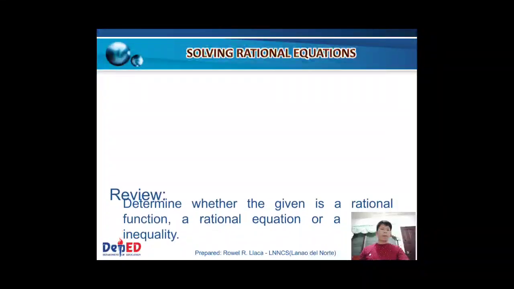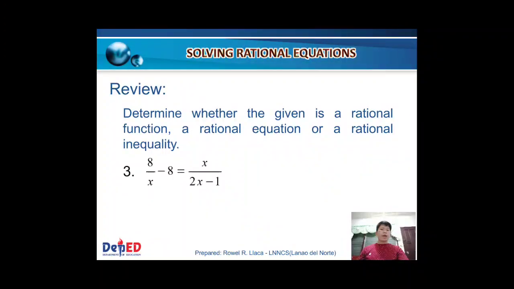Third, 8 over x minus 8 equals x all over 2x minus 1. What do you call this one? Rational equation. Correct.